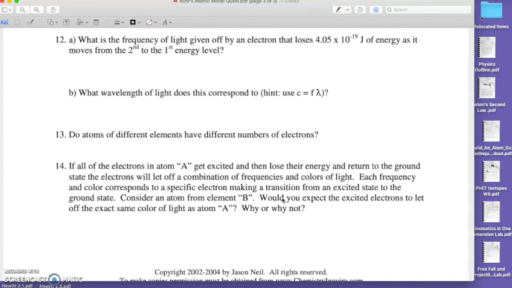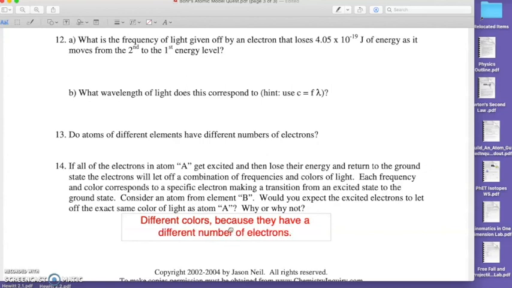Consider an atom from element B. Would you expect the excited electrons to give off the exact same color of light as atom A? Why or why not? Long answer short, try to make it short. It would definitely be different colors, because atom A and atom B are totally different elements. They have a different number of electrons, so therefore they'll give off different colors. And we will use the flame test to kind of prove that.